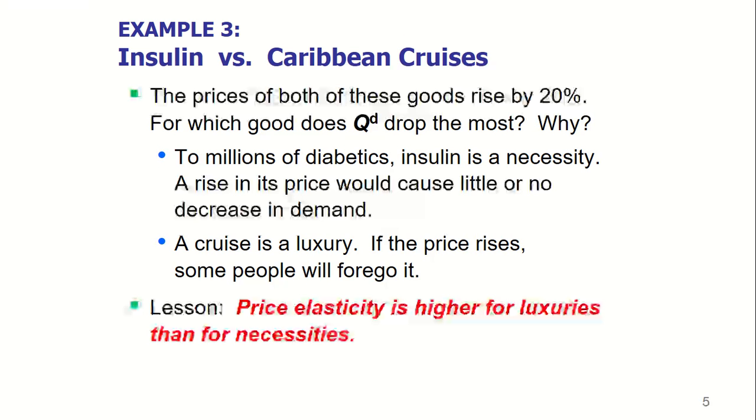A lesson of this example is price elasticity is higher for luxuries than for necessities. So necessities are things you have to have, so the demand for that is not going to change. And for luxuries, if price goes up, you just find a new luxury. So in the case of insulin versus Caribbean cruises, the price elasticity is higher for luxuries than for necessities.